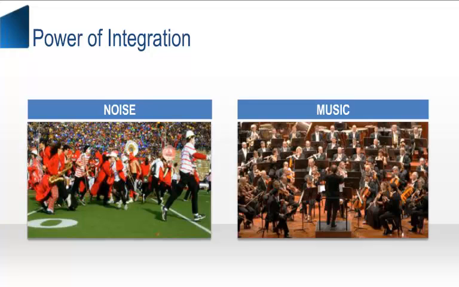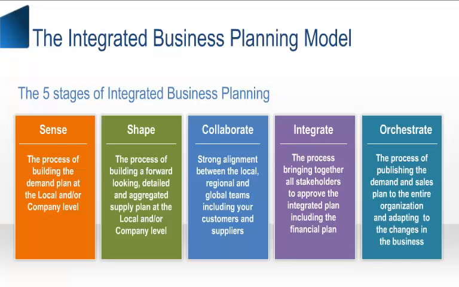So if we look, and this is how we define the integrated business planning model, we've broken it down into 5 stages. There's sensing, there's shaping, there's collaboration, there's integration, and there's orchestration. And I can make it real simple. We're going to build a demand plan. We're going to make sure you can get it. We're going to talk to your customers and your suppliers. We're going to match it to your business plan, and then we're going to execute, monitor, measure, adapt, and we're going to repeat that monthly. Sounds simple, doesn't it?